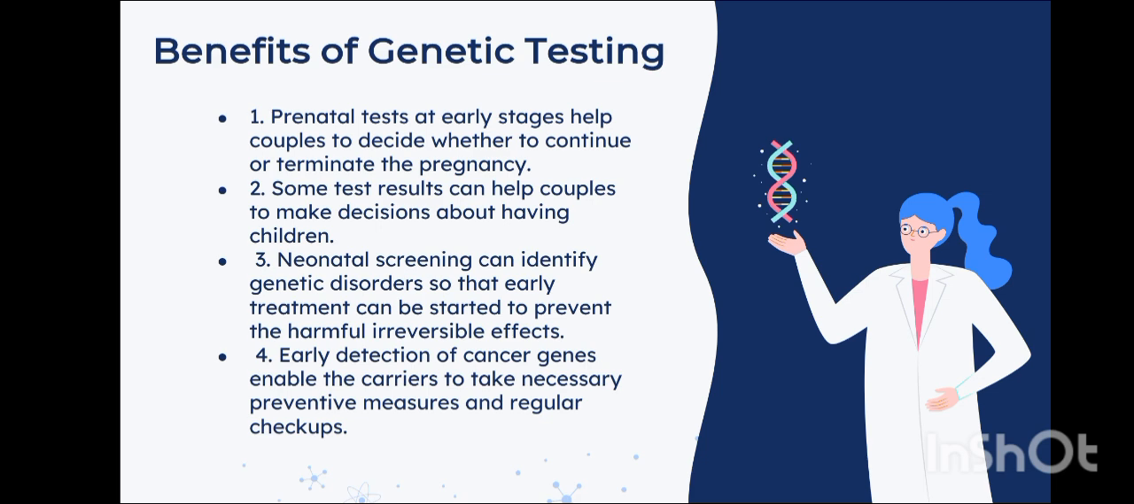Fourth, early detection of cancer genes enables the carrier to take necessary preventive measures and have regular checkups. So it also helps in cancer detection. For example, the BRCA1 gene we saw earlier is responsible for prevention of cancer of the cervix and breast. If there is any mutation, the person can identify it and take proper preventive measures and have regular checkups to prevent cancer.